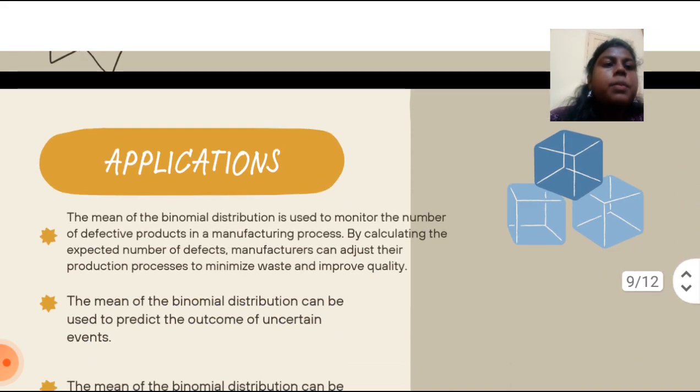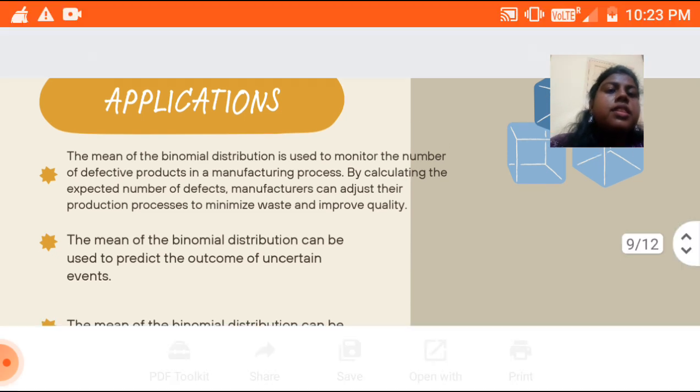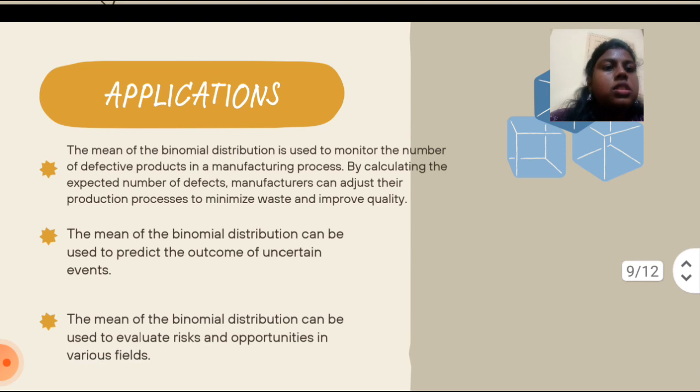And now the applications. Binomial distributions have applications in various fields. Here I mentioned some of them. The mean of the binomial distribution is used to monitor the number of defective products in manufacturing processes. By calculating the expected number of defects, manufacturers can adjust their production processes to minimize waste and improve quality. The mean can be used to predict the outcome of uncertain events, and it can also be used to evaluate risks and opportunities in various fields.